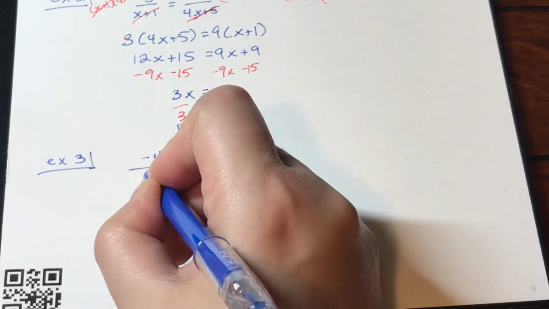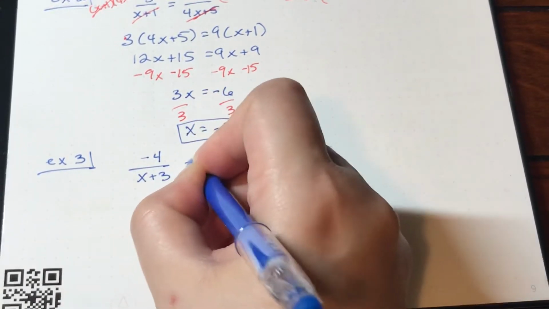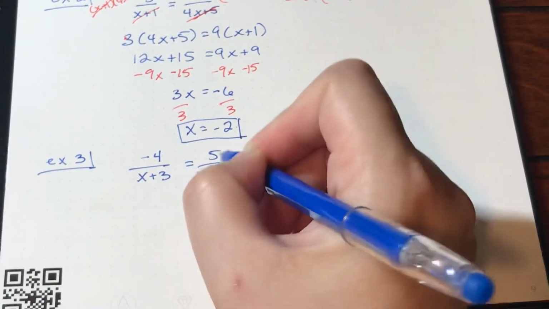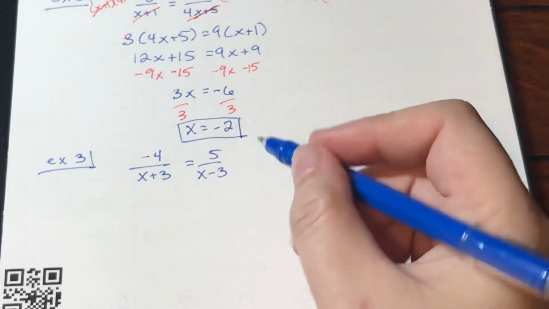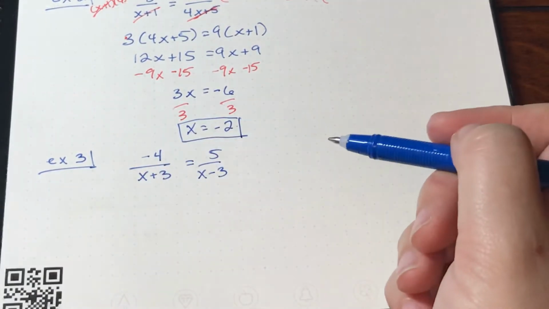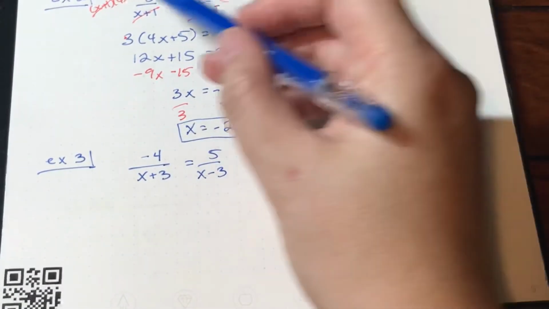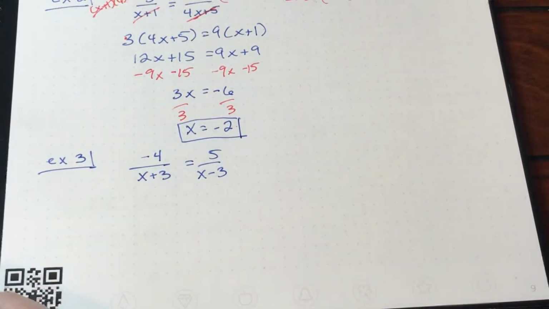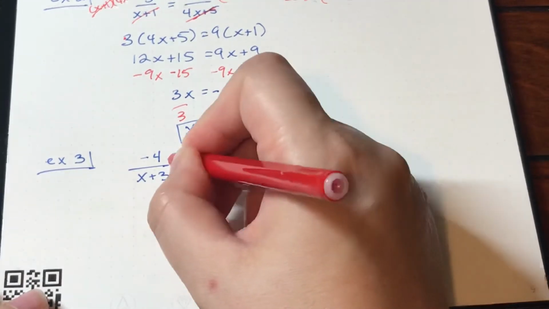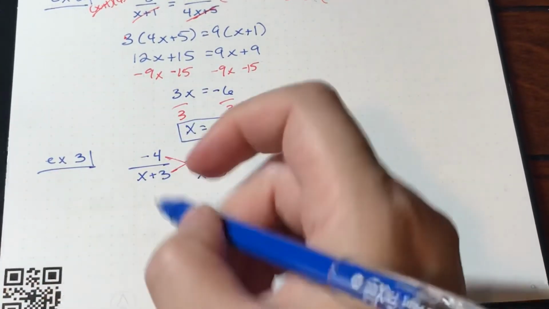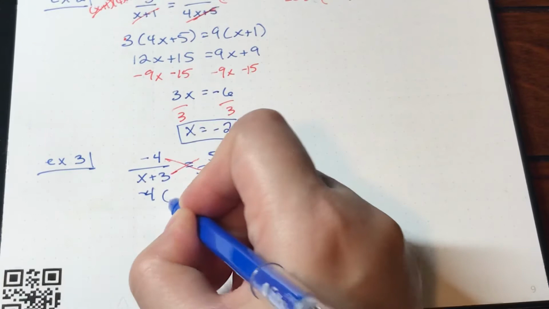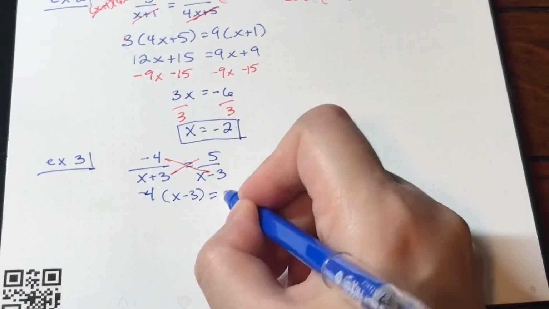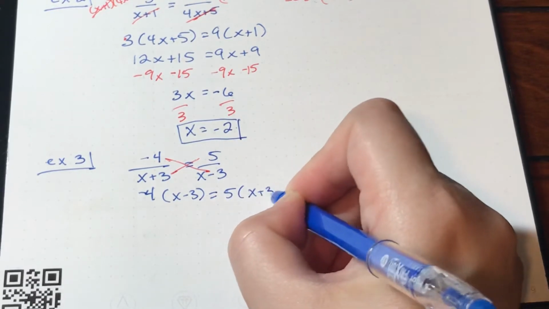-4 over x plus 3 equals 5 over x minus 3. Okay, so this time I'm going to use the shortcut. I'm just going to cross multiply. We understand that this is really multiplying by the LCD, but let's go ahead and use that shortcut. So I'm going to multiply -4 times x minus 3, and I'm going to multiply 5 times x plus 3.